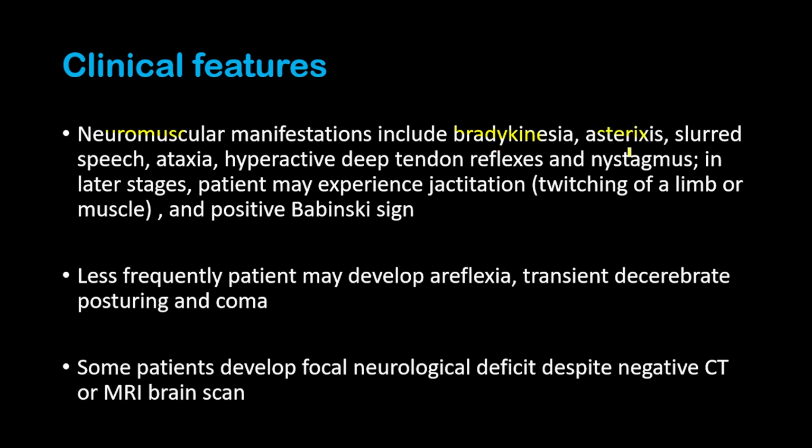asterixis, which is a flapping tremor, and slurred speech, ataxia, which is impairment in coordination, and hyperactive deep tendon reflexes, and nystagmus, which is abnormal eye movement. In later stages, the patient may experience jactitation, which is a twitching of a limb or a muscle, and positive Babinski sign. Now, less frequently, the patient may develop areflexia, transient decerebrate posturing, and coma.